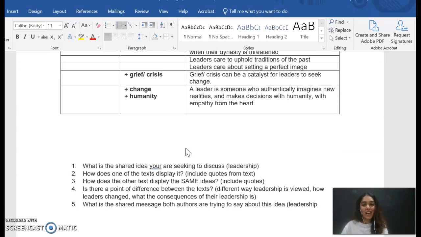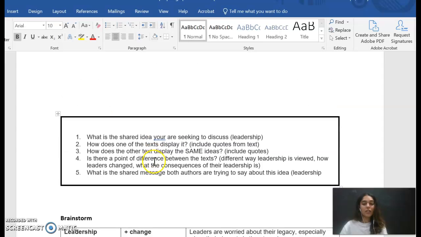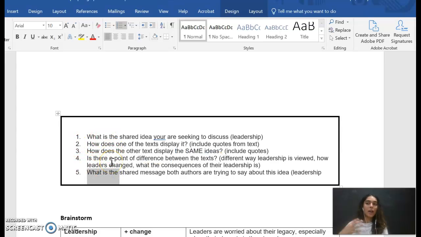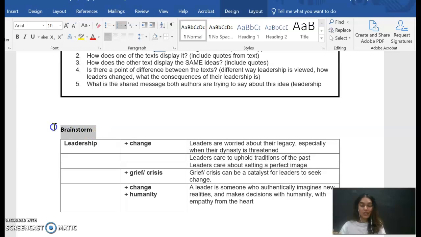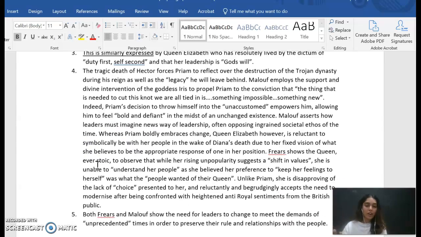So to summarize how to write a paragraph, you are exploring the similarities and differences. The structure of your paragraph includes a shared idea that you reiterate at the end. Within your paragraph, you're talking about how the first text is similar to the second text and also how it is different. Then conduct a brainstorm in terms of the ideas, and in this case it's leadership, and follow the structure and you've got your paragraph.